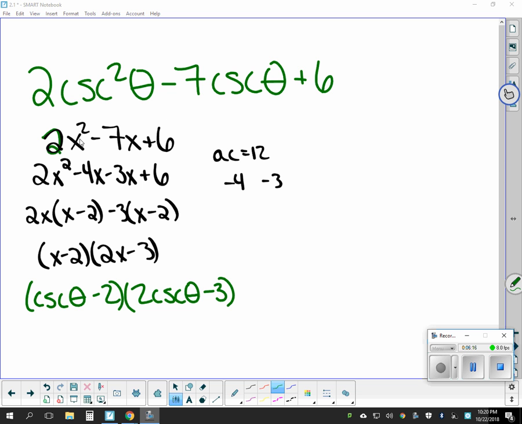I rewrote it with x's instead of cosecant of thetas. And then in my answer, I just stuck the cosecant back in. Make sure you do not give me this as your final answer. That is not right. You have to make sure you go and put those trig ratios back in.